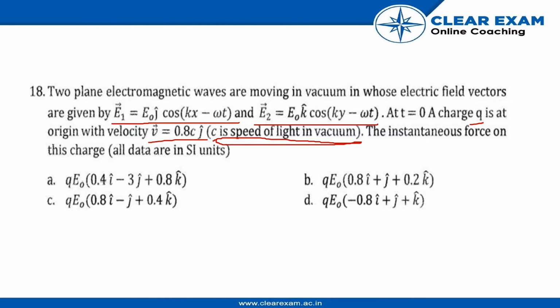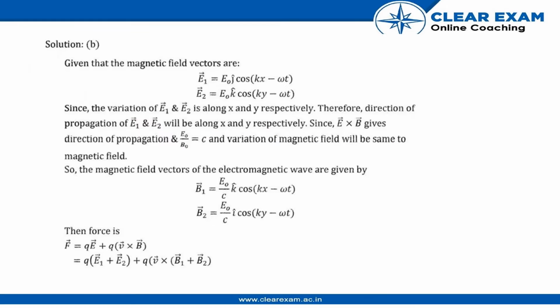Okay. The instantaneous force on this charge. So we have to find the instantaneous force on this charge. Let's see how to find that. Now, we have been given that the electric field vectors are E1 and E2.